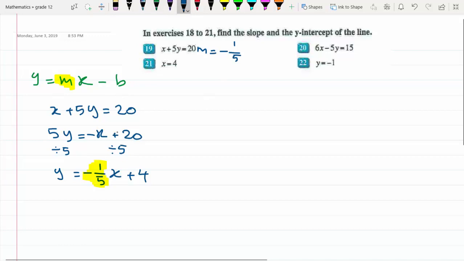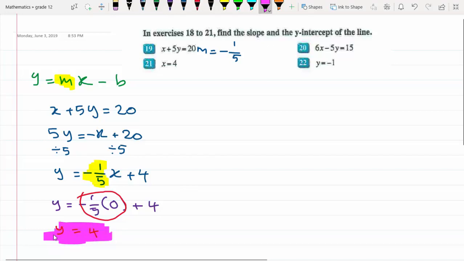To find the y-intercept for this equation, we're going to put 0 in place of x, then we'll find the y-intercept. Here, if we put 0 in place of x, what will we get? We will get y is equal to negative 1 over 5 times 0 plus 4. So this side completely will be 0 because it's multiplied by 0. Only the 4 remains, so y is equal to 4 is the y-intercept for the first equation. This is the y-intercept.